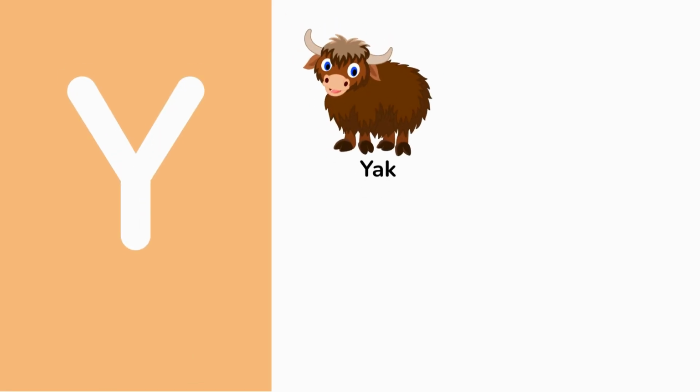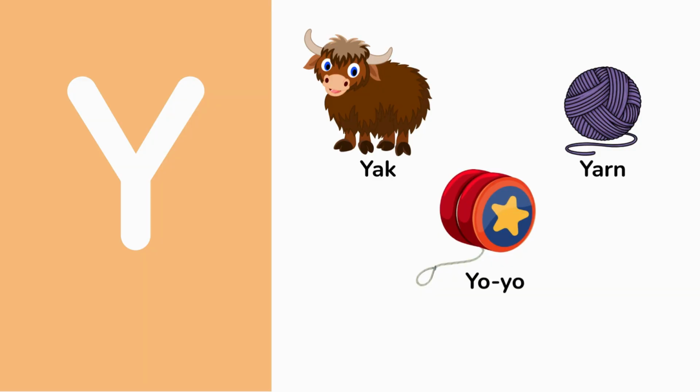Y. This is letter Y. Can you say Y? Y. Y is for yak. Y is for yarn. Y is for yo-yo. Y is for yellow. Y is for yogurt.